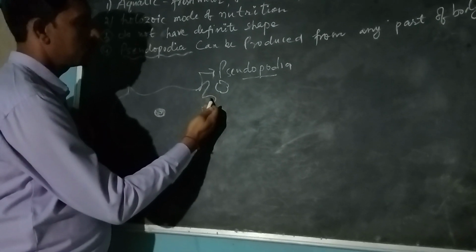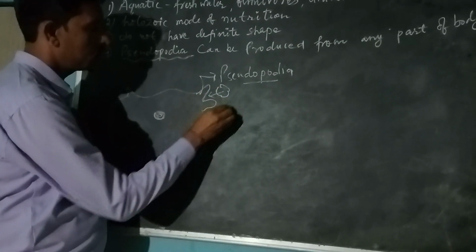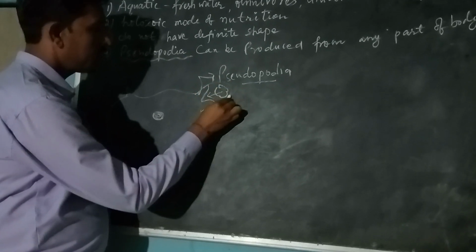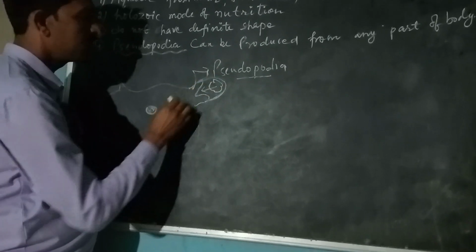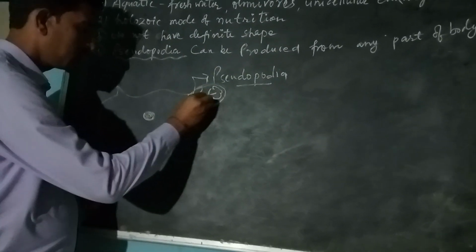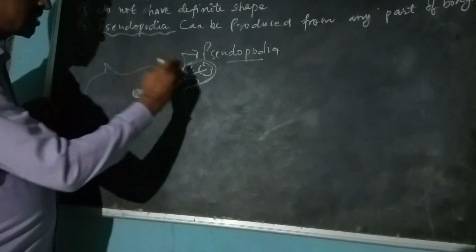This finger-like projection, which is called pseudopodia, has to trap the food particles. When the food particles come close to the finger-like projection, they are automatically trapped by the pseudopodia. Look how nicely that work is done by your pseudopodia. Now the food particles have already entered into the body of amoeba. That is the intake of food.